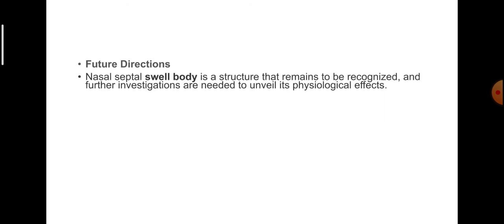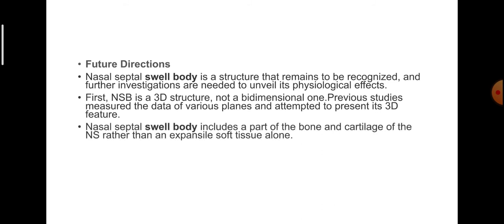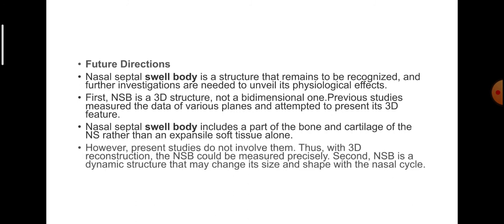Future directions. Nasal septal swell body is a structure that remains to be recognized, and further investigations are needed to unveil its physiological effects. The nasal septal swell body is a 3D structure, not a bidimensional one. Previous studies measured the data of various planes and attempted to present its 3D feature. The nasal septal swell body includes a part of the bone and cartilage of the nasal septum rather than an expansile soft tissue alone. Present studies do not involve them. Thus, with 3D reconstruction, the nasal septal swell body can be measured precisely.